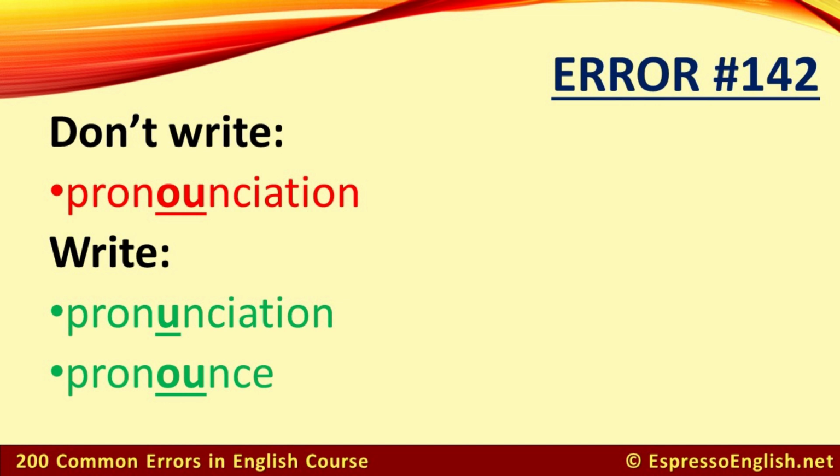Error number 142. A common error I see when students are writing about English is to add an extra O to the word pronunciation. This probably comes from the fact that the verb pronounce does have N-O-U-N in the middle, but the word pronunciation has N-U-N in the middle.